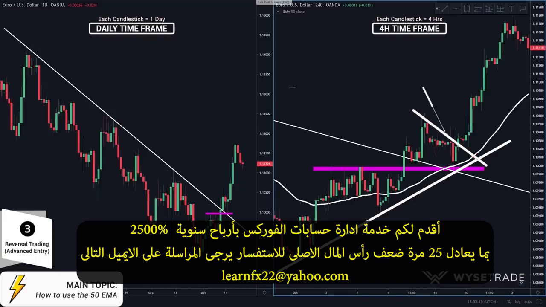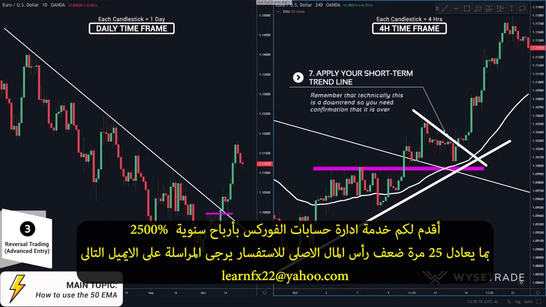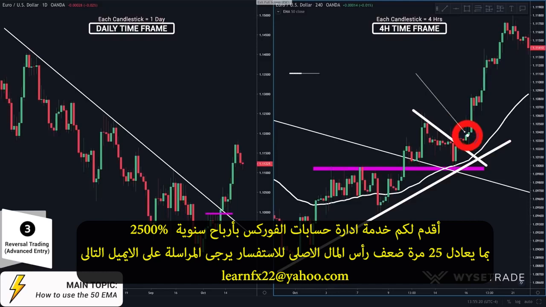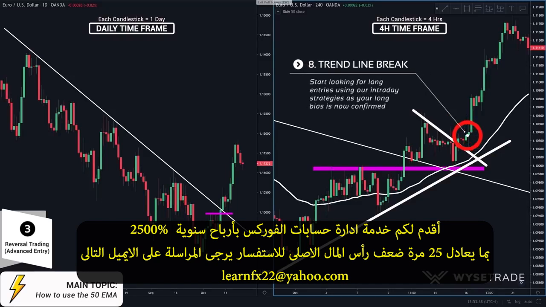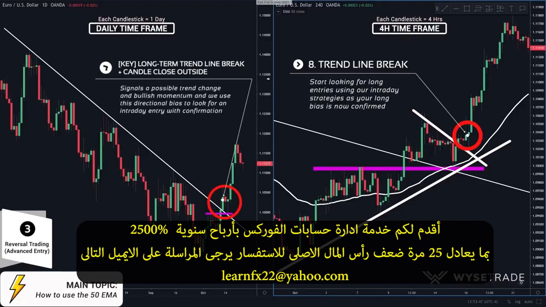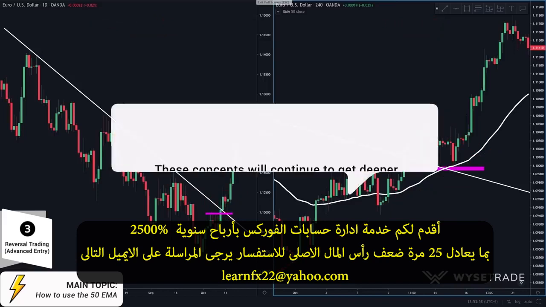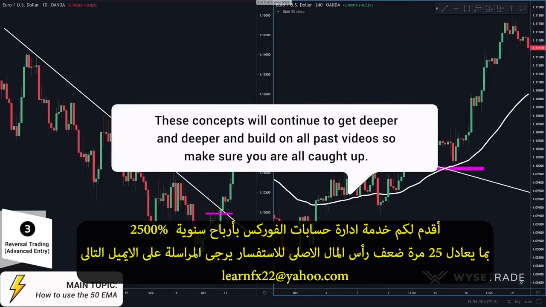You then put your very short-term trend line on top of the short-term pullback, and once price broke out, you go to the lower time frames and start looking for breakout or momentum entries long, as your directional bias is now confirmed. Remember that the most important part of this quick intraday entry was because of the long-term trendline break on the daily with a candle close outside, and then confirmed through the intraday price action entry. Again, these concepts will continue to get deeper and deeper as we build on all past videos, so make sure you are all caught up.